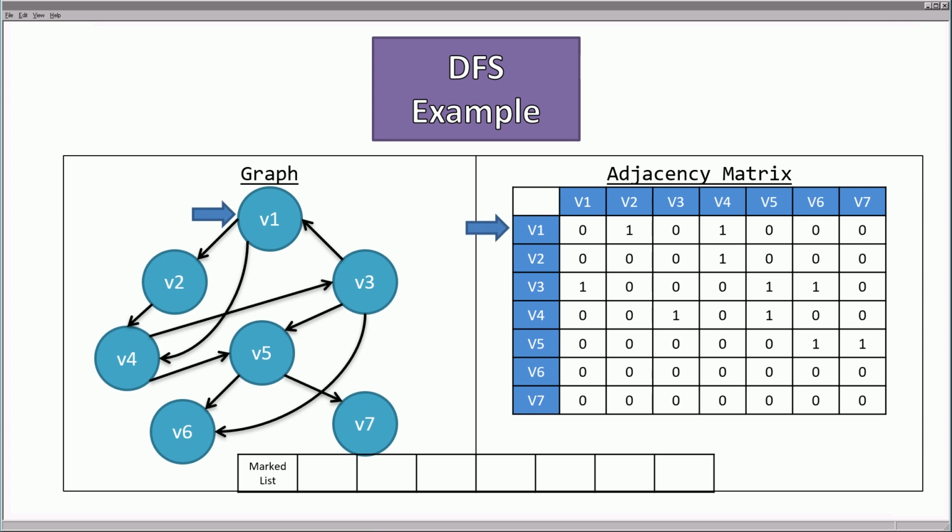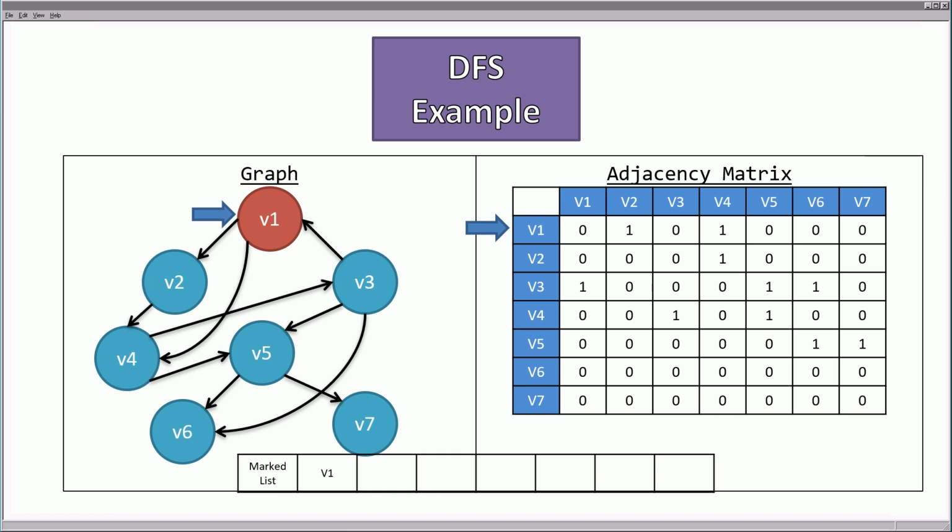Now the first step, after we've picked the arbitrary vertex, is we have to add that identifier to our marked list. So notice that we're going to go ahead and mark that vertex and add it to our list. Now what we're going to do is systematically go from this vertex to these other vertices one at a time. As long as the value is non-zero, we understand there is an edge there.